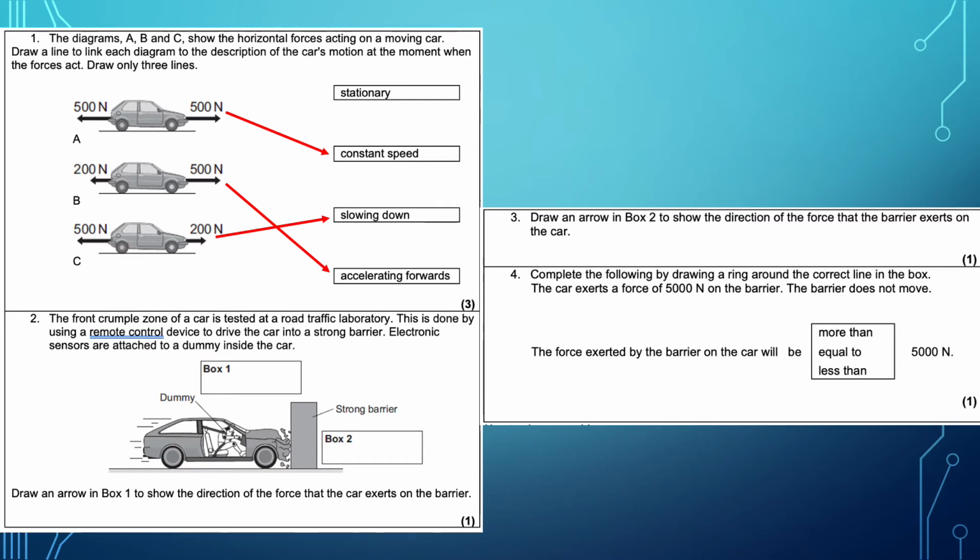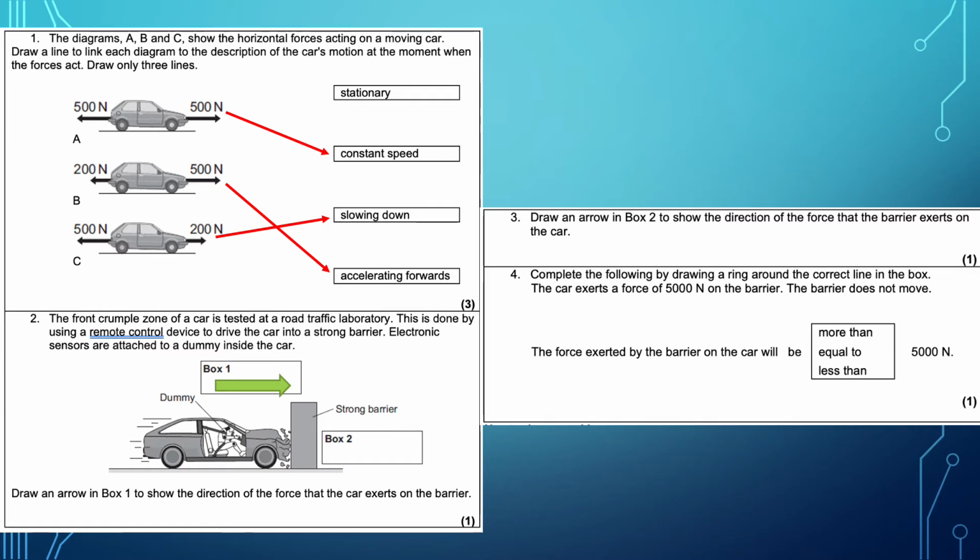Because there's only two ways that the arrows can go. It's either left or right. So for box 1, it's asking what direction of the force that the car exerts on the barrier. All right. So the key thing to recognize here is, what are you looking at? Are you looking at the car or are you looking at the barrier? And in this case, you're looking at the car, right? So the car, which direction is it moving? It's going towards the barrier, which means that the direction of the force is towards the barrier.